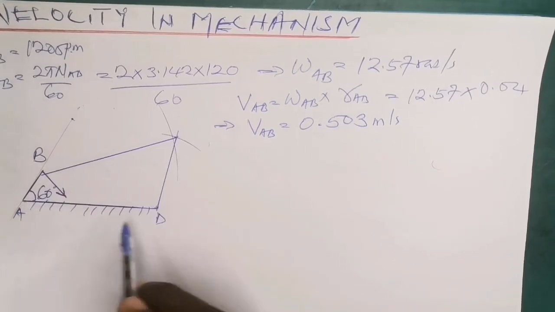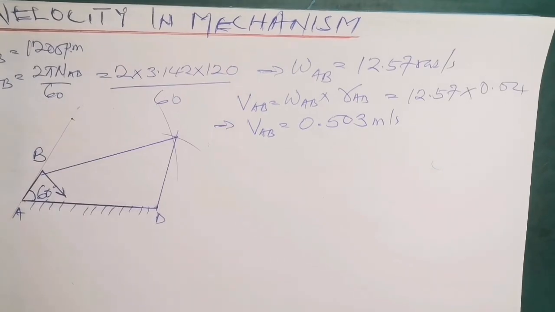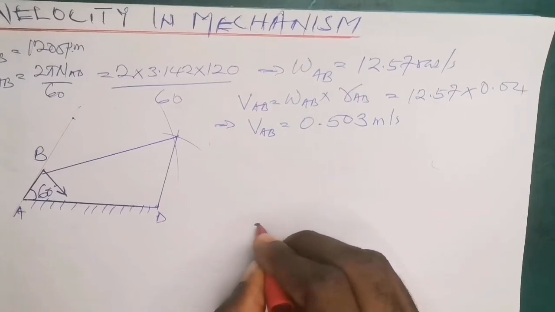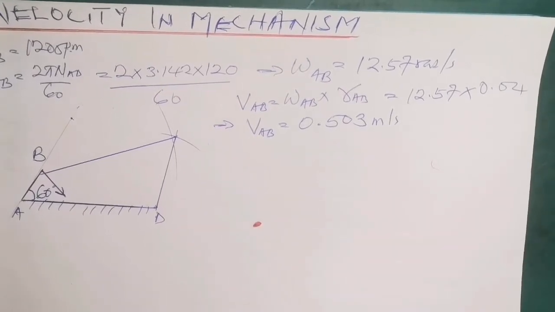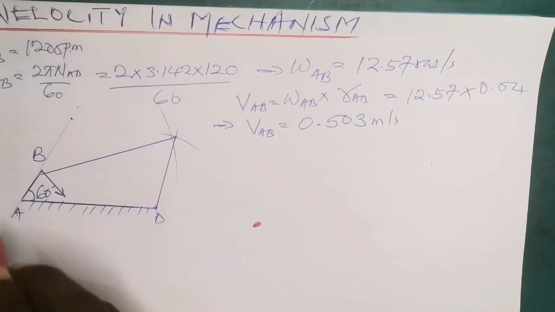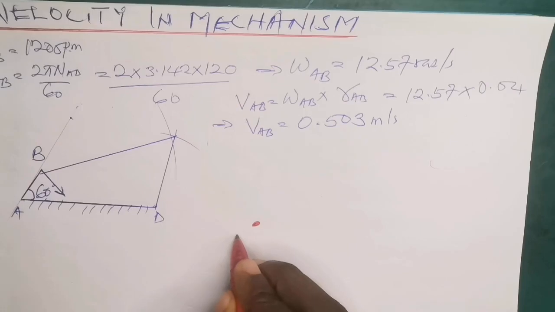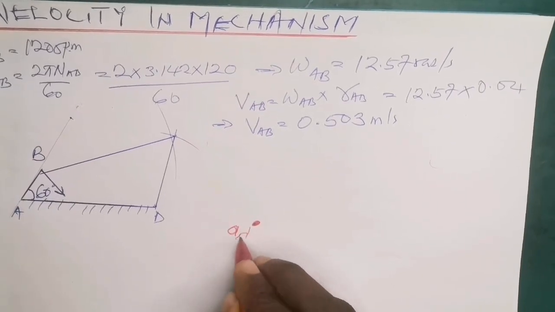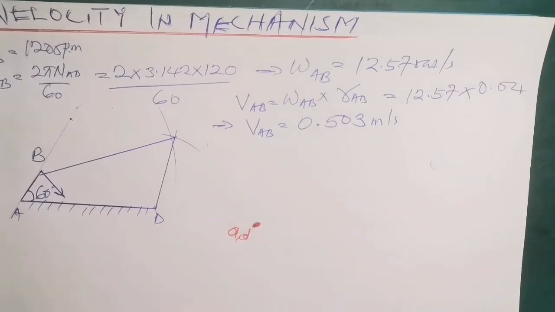Remember that point A to point D is fixed. So you just put a dot to indicate the fixed point, and these fixed points are A and D. So you use small letters now to indicate a, d. That point represents the fixed points.